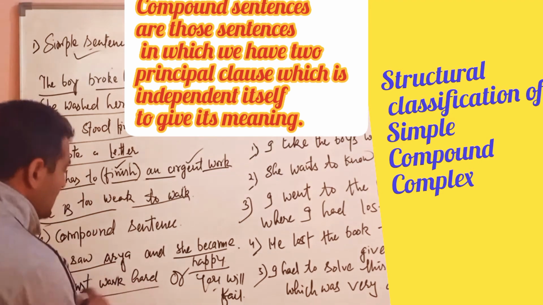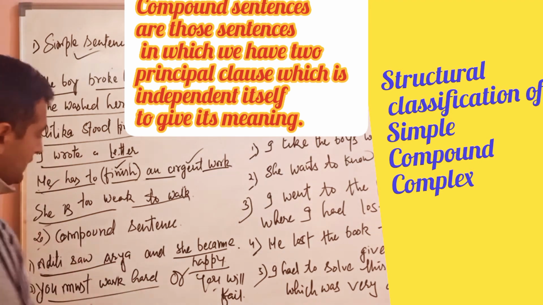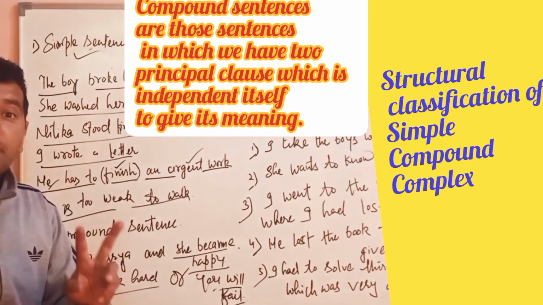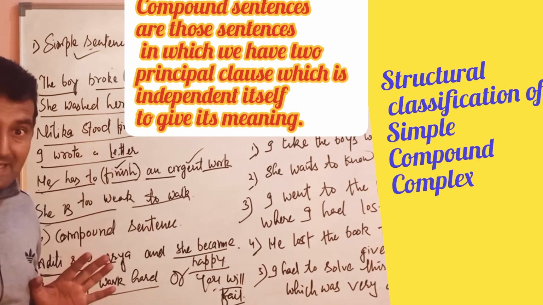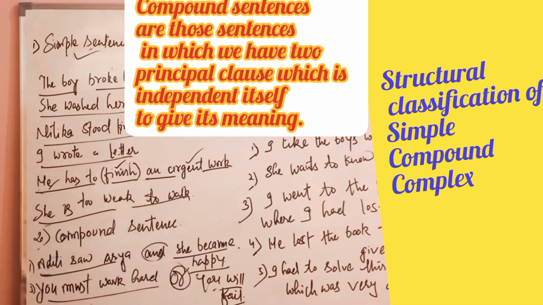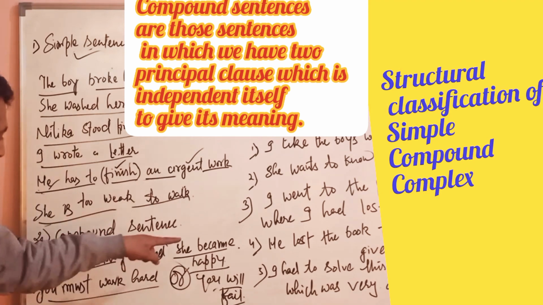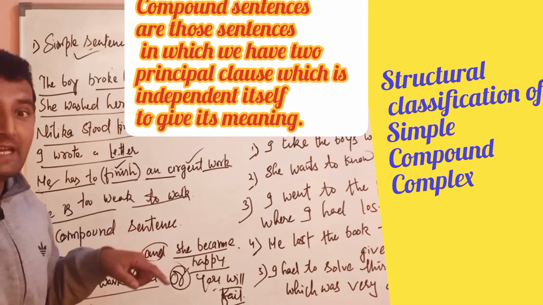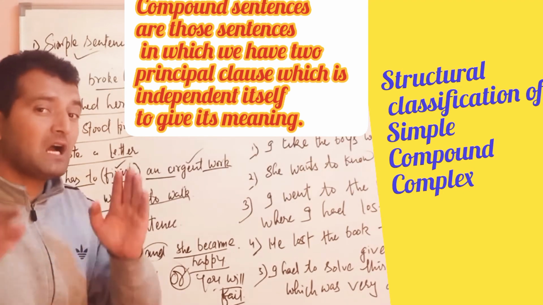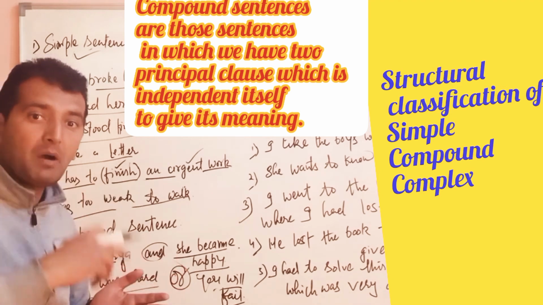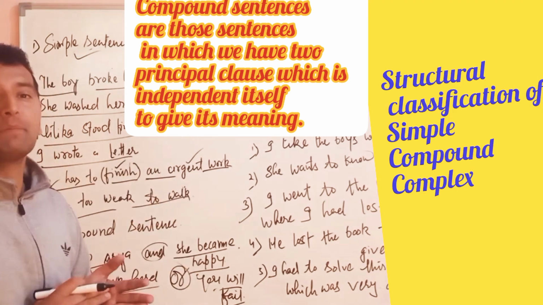You must work hard, and you will fail. These are two independent clauses which are telling us something. Okay, now we have "and" and "or". Although they are joining, they join these two. But how and why? That I will tell you in the next video: how simple to compound, compound to complex, and complex to simple can be changed.